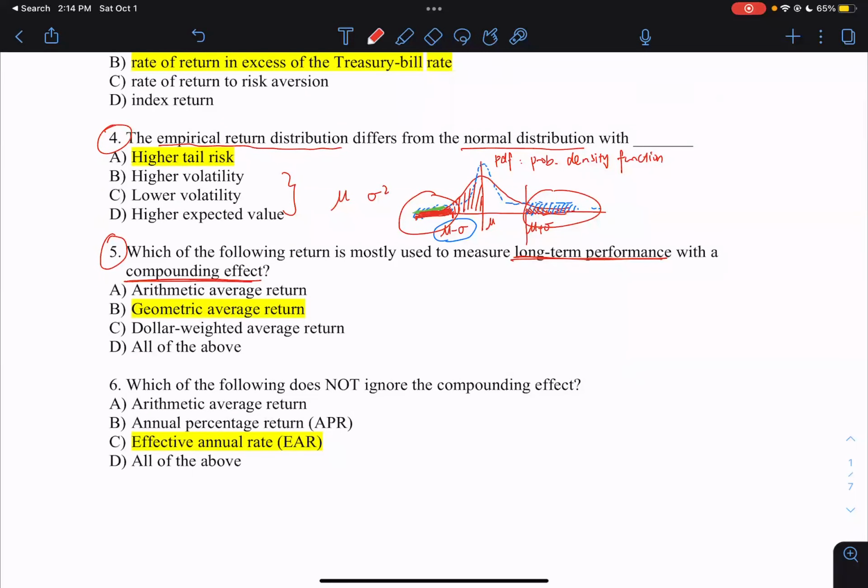I got a question about C. In which case are we going to use the dollar-weighted average return? The example will be, I assume you should have learned it in your corporate finance class. It's called IRR, internal rate of return, another name for it. But I will still give an example.